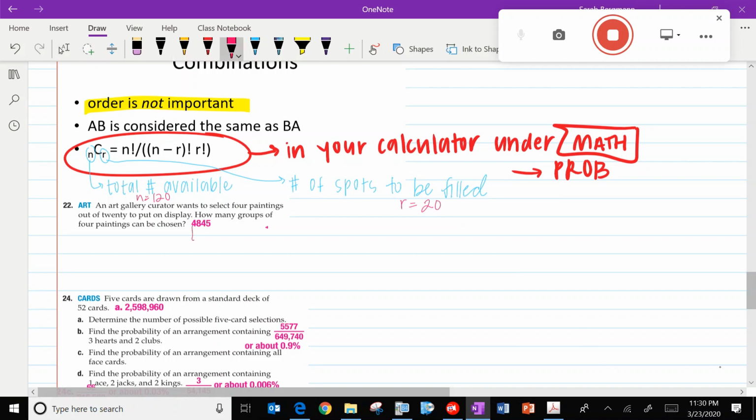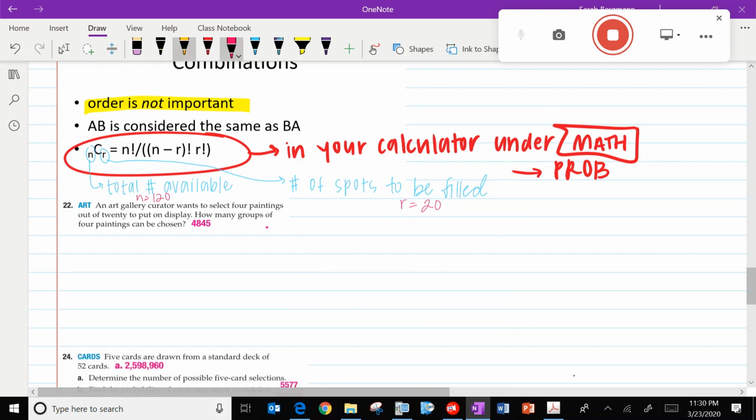Okay, let's try this first problem. This is one of your homework problems again. But I just want to go through it with you to make sure you know what you're doing. If you got the answer 4,845, you are correct. You can go ahead and skip through this problem a little bit. Otherwise, pay attention. Make sure you know what you're doing here.